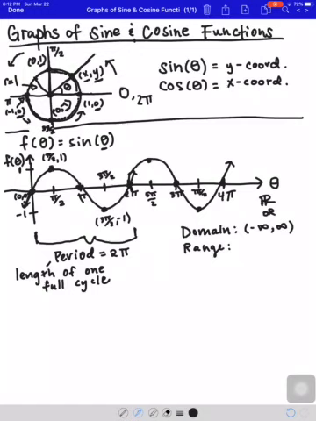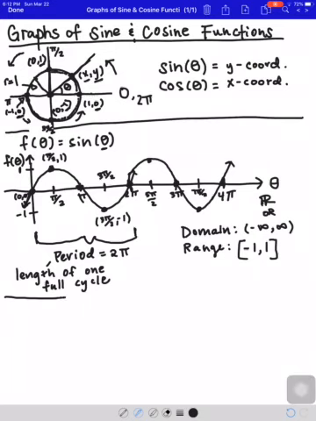Our range, so what's happening to our function values, notice the lowest y value we have is negative 1. We don't have anything below that. And the highest y value we have is positive 1. We don't have anything above that. And of course, we get all those y values in between as well. So our range here is negative 1 to positive 1. And since we actually have points that attain those particular y values on our graph, we'll make sure to include those y values with brackets.